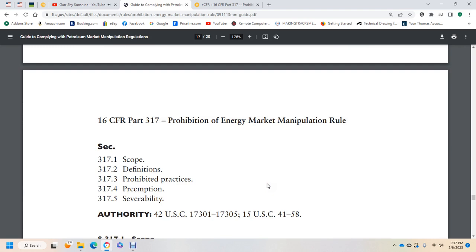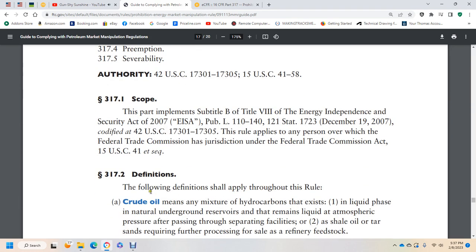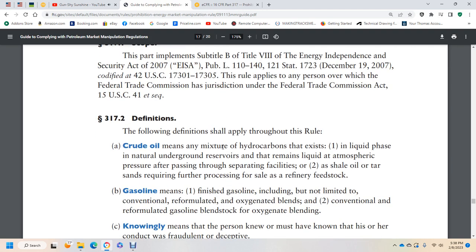Alright, Title 16 CFR Part 317: Prohibition of Energy Market Manipulation Rules. Scope, Definitions, Prohibited Practices, Preemption, Severability. 317.1 Scope. This part implements subtitle B of Title 8 of the Energy Independence and Security Act of 2007, Public Law 110-140, 121 Statute 1723, codified in Title 42, U.S. Code 17301 through 17305. The rule applies to any person within the Federal Trade Commission's jurisdiction under the Federal Trade Commission Act, Title 15, U.S. Code 41. Definitions. The following definitions shall apply for the rule.